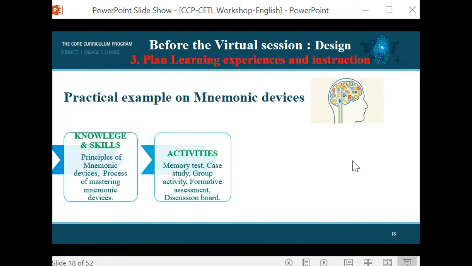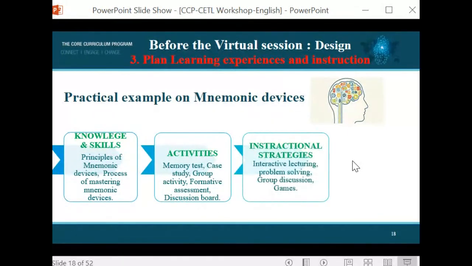For activities, I created, for example, memory tests before and after the acquisition of the skill, a case study on one of the memory techniques, which is, for example, the location method, a group activity on how to apply all the memory techniques, and a formative assessment at the end of the session, and the discussion board that I mentioned on how the use of memory techniques is more efficient, etc. I have also planned to use as methods of teaching interactive lecturing, group discussion, some problem solving, some gamification, and we'll talk about this in detail after all.